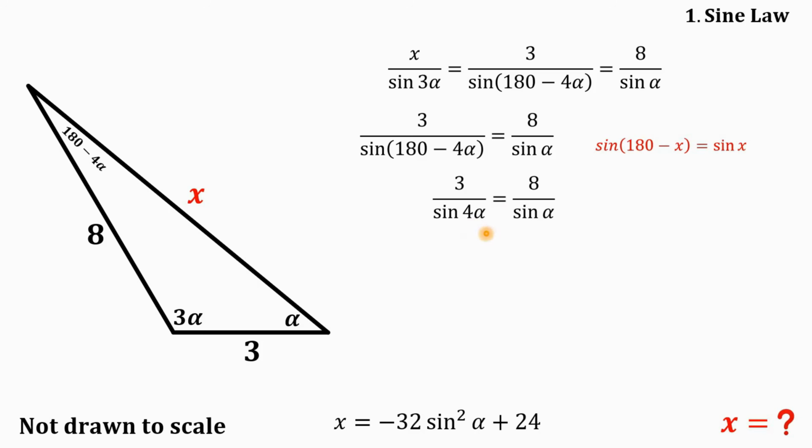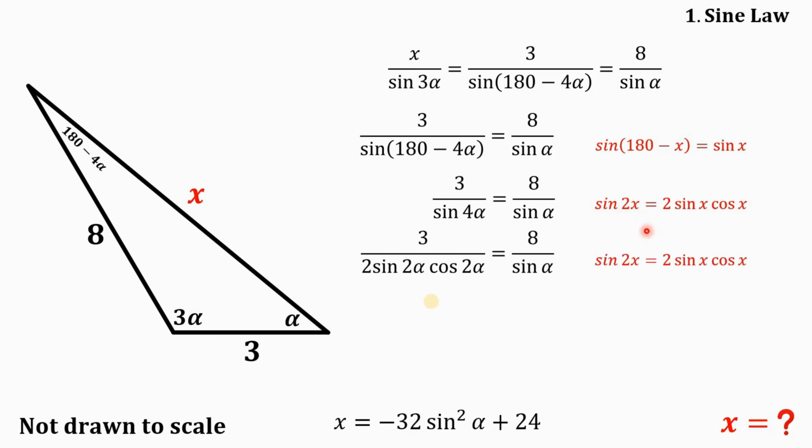Now, this 4 alpha, we can rewrite as 2 times 2 alpha. In short, we can use this identity, sine of 2x, which is equivalent to 2 times sine x times cosine x. So we can rewrite sine of 4 alpha as 2 times sine of 2 alpha times cosine of 2 alpha. And again, we have sine 2 alpha, so we use the identity sine of 2x again. If we do that, we get 4 times sine alpha cosine alpha times cosine of 2 alpha. As you can see, we can eliminate sine alpha on both sides.